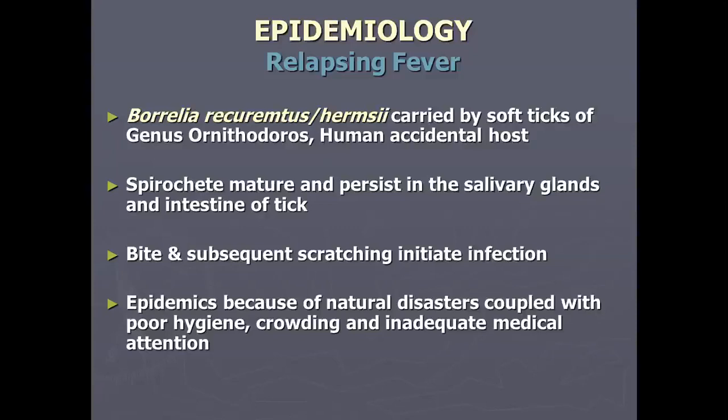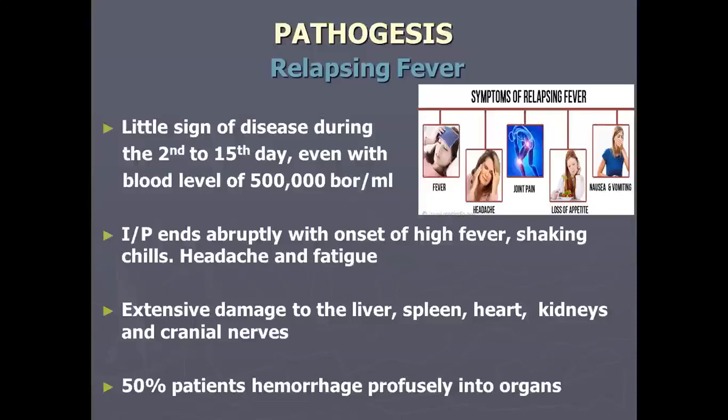Ornithodoros. Now, if you look at the signs and symptoms of the disease, it takes about 2 to 3 weeks for these signs and symptoms to appear. It starts from the 2nd day and goes to 15 days, and even then the blood levels of Borrelia are very high. The infectious dose of Borrelia is very high. We need at least 500,000 Borrelia cells per ml of the blood to cause the disease.